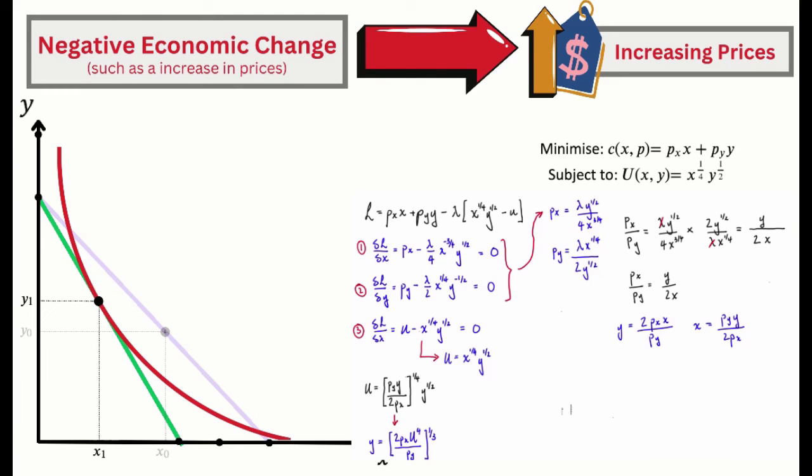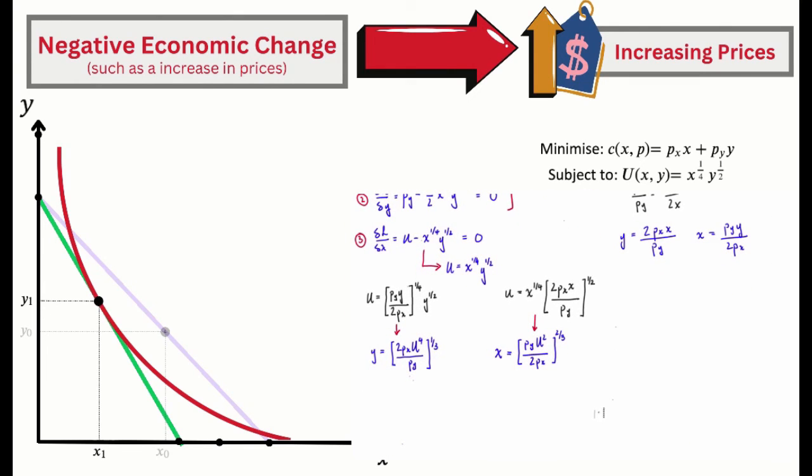Great. Now let's do the same thing, but substitute in the y value. So if we substitute in the y value, we're going to have u is equal to x to the power of 1 over 4. And rather than writing y, I'm going to write 2 times the price of x over price of y, and that's to the power of 1 over 2. To finding x in terms of utility and prices, where we have x equals the price of y times the utility squared divided by 2 times the price of x, all to the power of 2/3.